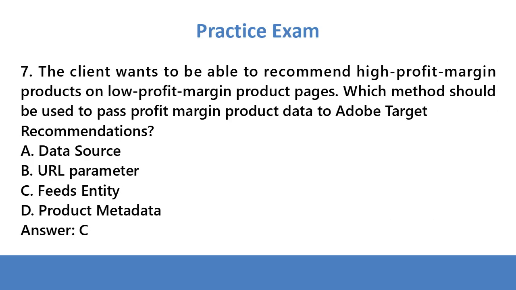7. The client wants to be able to recommend high profit margin products on low profit margin product pages. Which method should be used to pass profit margin product data to Adobe Target Recommendations? A. Data source. B. URL parameter. C. Feeds entity. D. Product metadata. Answer: C.